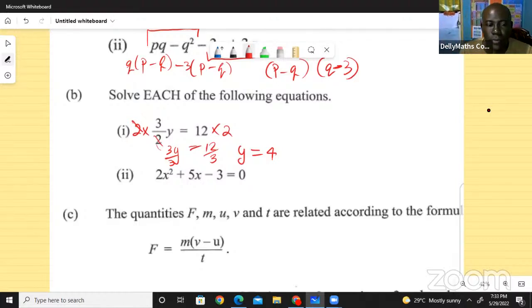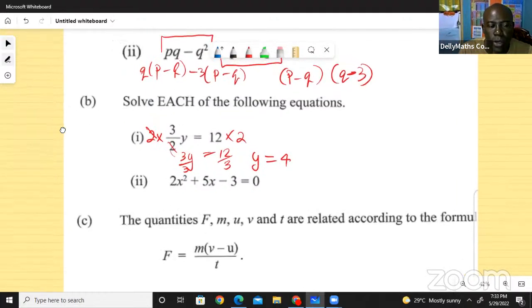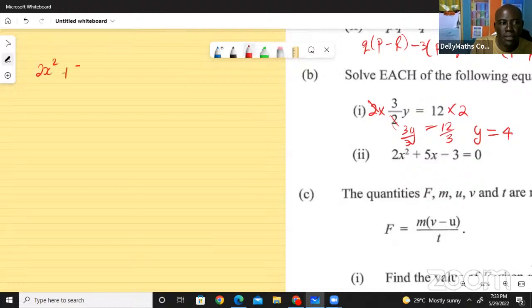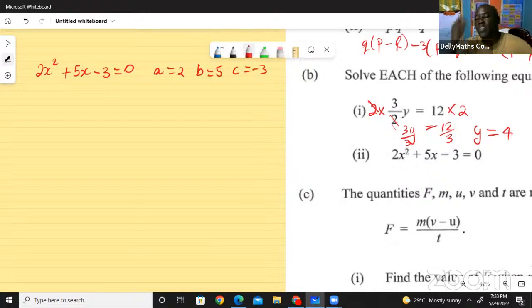All right, good. So what we're going to do now is we're still solving 2x squared + 5x - 3 = 0. A is 2, B is 5, and C is -3. It's a quadratic equation.